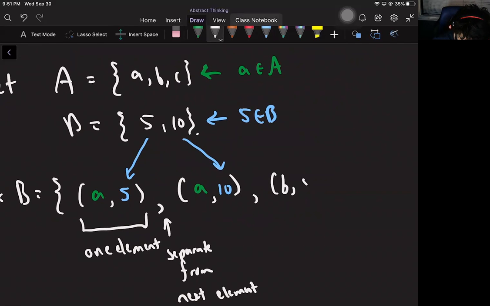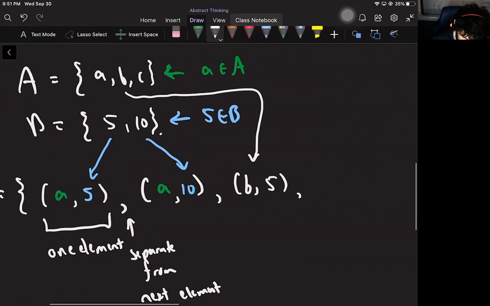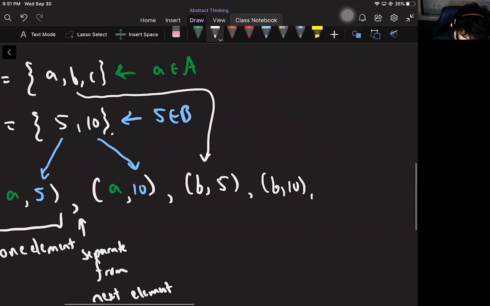I can pair B with 5 because B is in A, so it can be in the first coordinate. And then I can pair B with 10, and then I could do the same thing with C. I could pair C with 5, and I can pair C with 10.